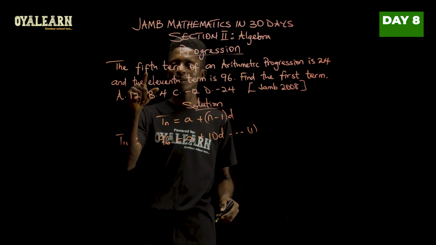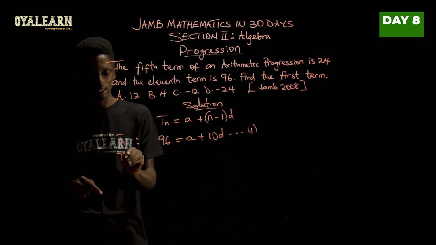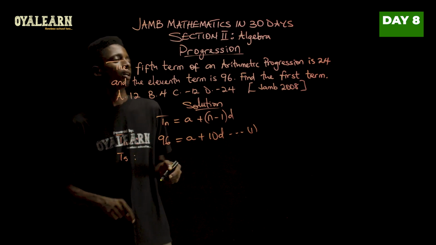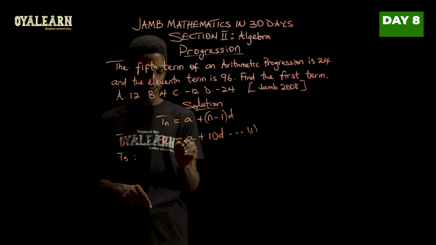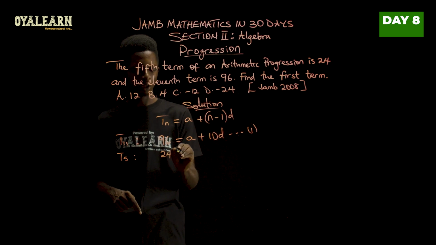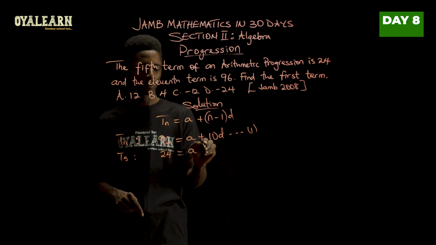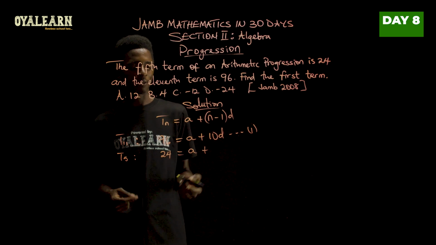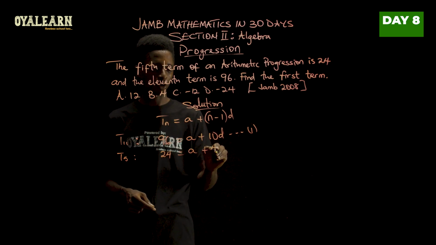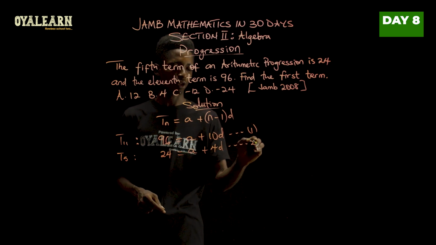Now apply the same thing to the 5th term. So T5. Now the 5th term is given as 24. So 24 equals first term plus, now n is 5, so 5 minus 1 will give us 4, so 4D. Call this equation 2.